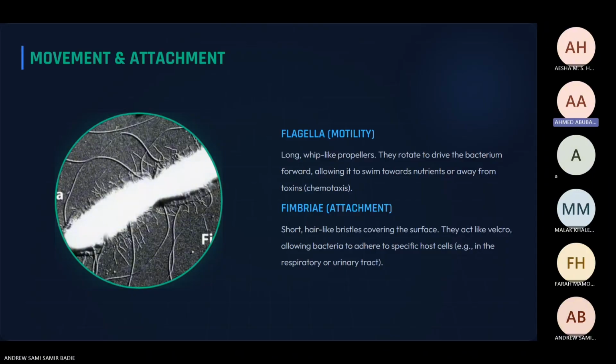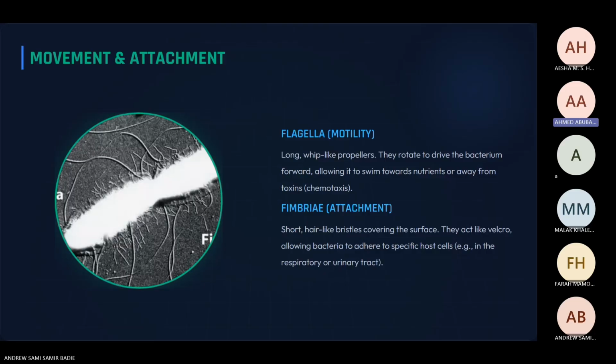Now the fimbriae: when we think about it, it's a short hair-like structure that covers the surface of the bacteria. They act like Velcro, letting the cells latch onto specific host cells, which can cause infections, for example upper respiratory tract infections or urinary tract infections. So they stick and don't let go.